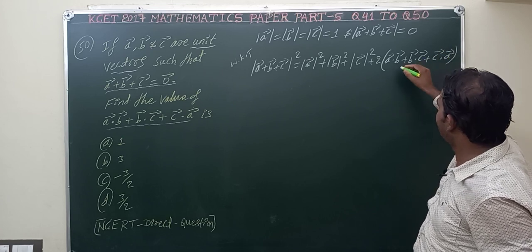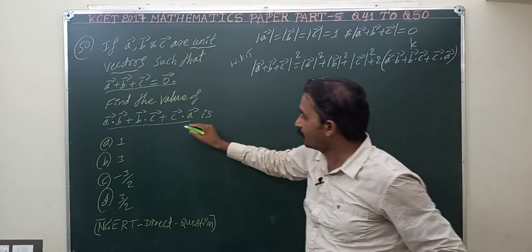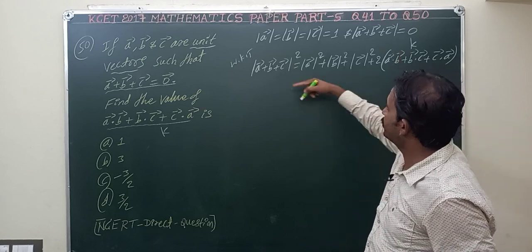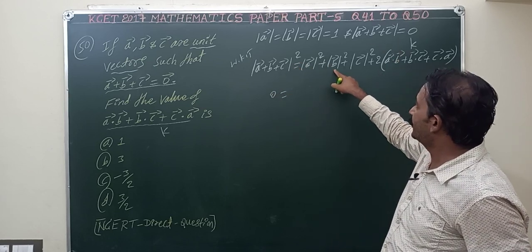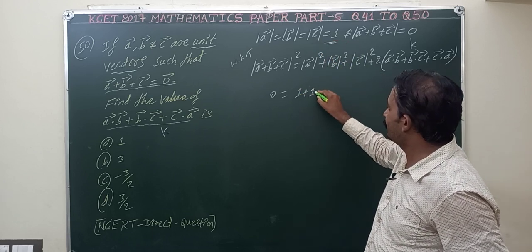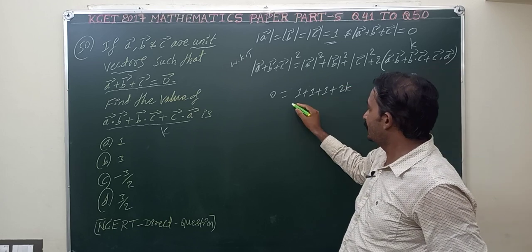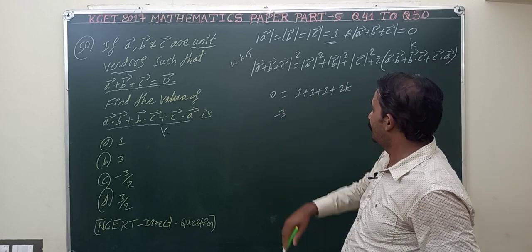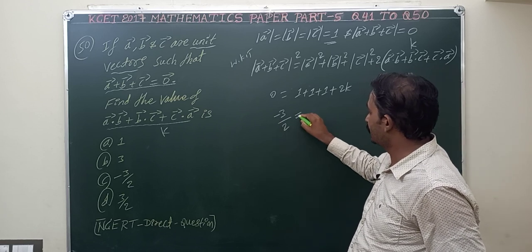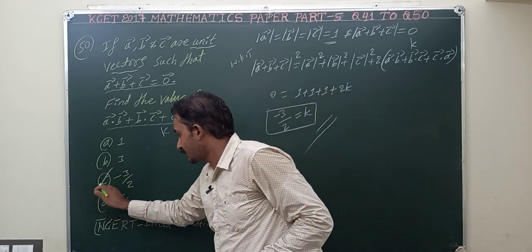So let us take in this case this value as K. So we have to find out the K value. A plus B plus C is equal to 0, 0 square is 0. Magnitude of A, magnitude of B, magnitude of C are all equal to 1. So 1 square is 1, 1 square is 1, 1 square is 1, plus 2 into K in this case. So 3 goes from right hand side to left hand side and becomes minus 3, divided by 2 is equal to K. Now K value is minus 3 by 2. Option C is correct.